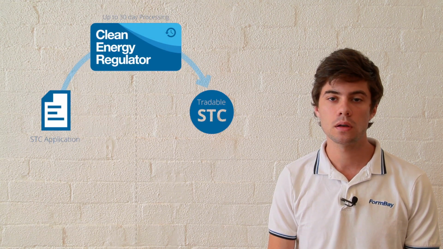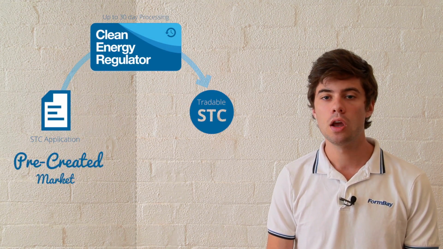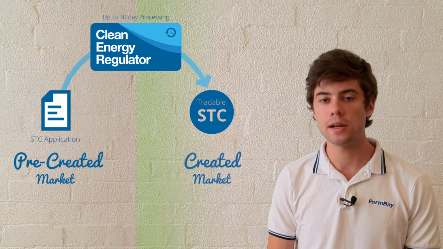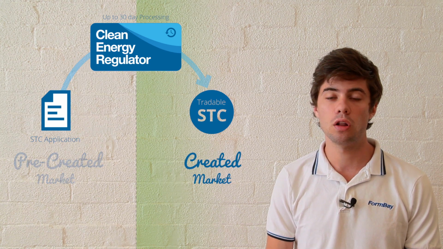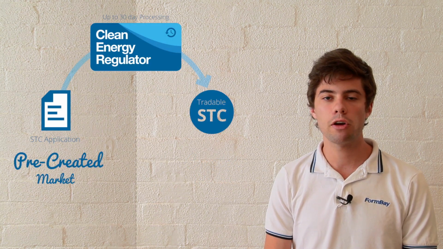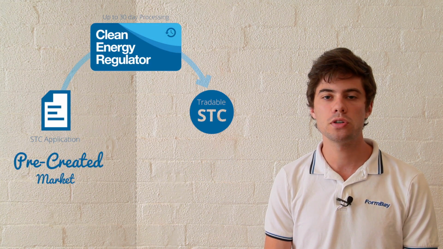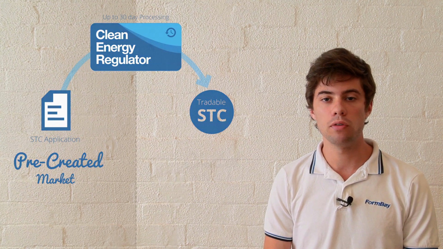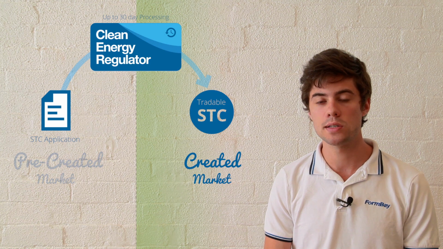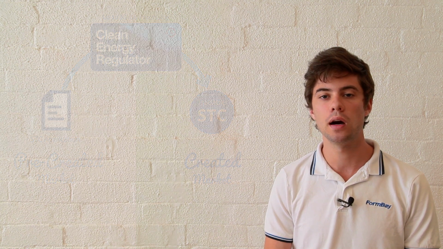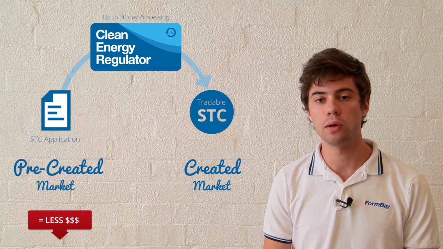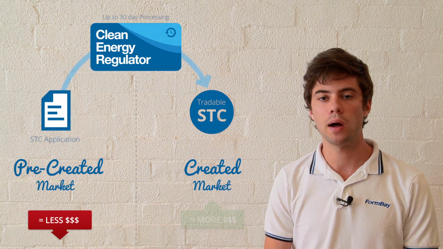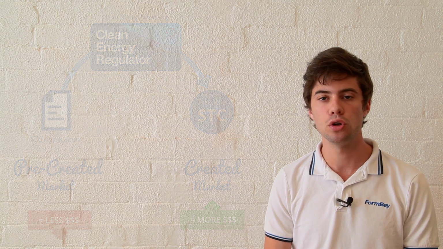This process has essentially allowed for the creation of 2 markets: a pre-created STC market, which the aggregators use, and a created market, which FormBay Trading uses, along with other big volume traders. In the pre-created market, the aggregator assumes more risk by pre-purchasing STCs that have yet to be approved by the CER. FormBay Trading, however, in the created market, only purchases STCs that have been approved by the CER. Because there's no risk of certificates being rejected, our trading partner is able to pass on the best price to us to give to you.